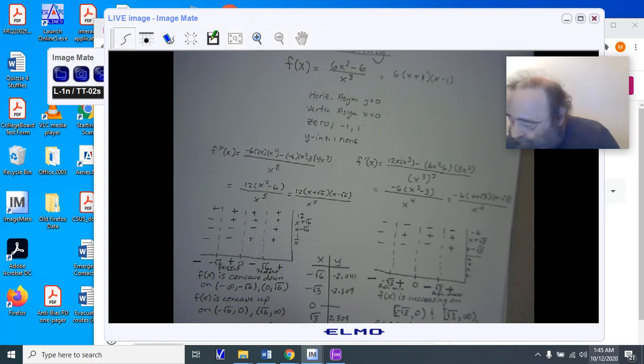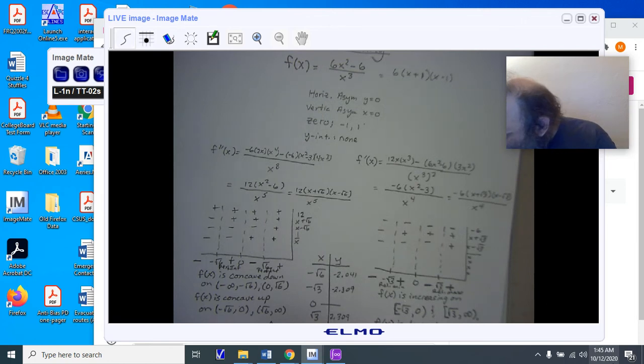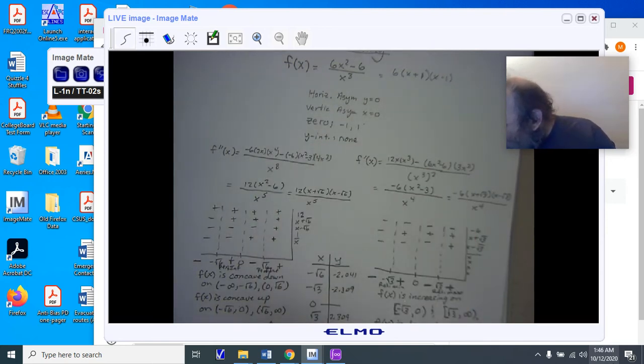For example, I have my negative root 6, negative 2.041. This is a point of inflection. Has a mirrored image on the other side. I have a relative maximum over on this side. And I have a relative minimum on this side. Now keep in mind, I still have zeros. I have a 0 here at -1, and I have a 0 here at +1.